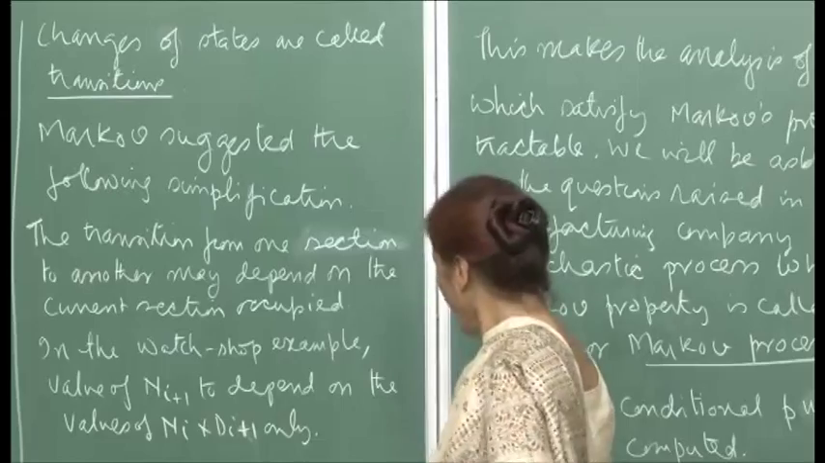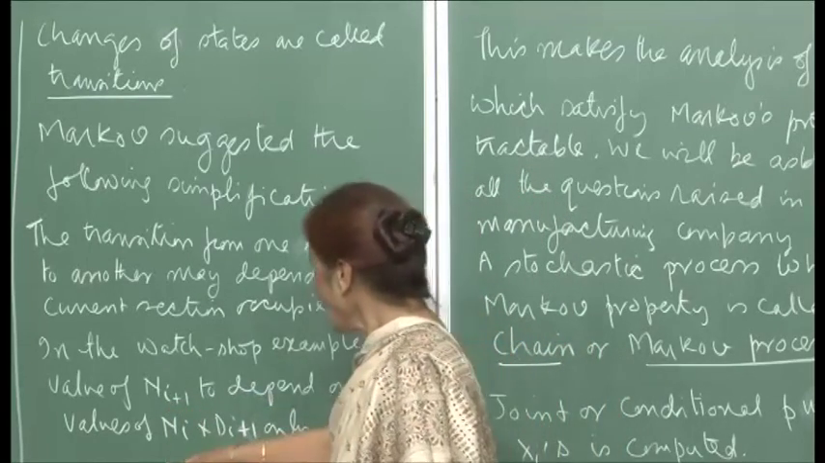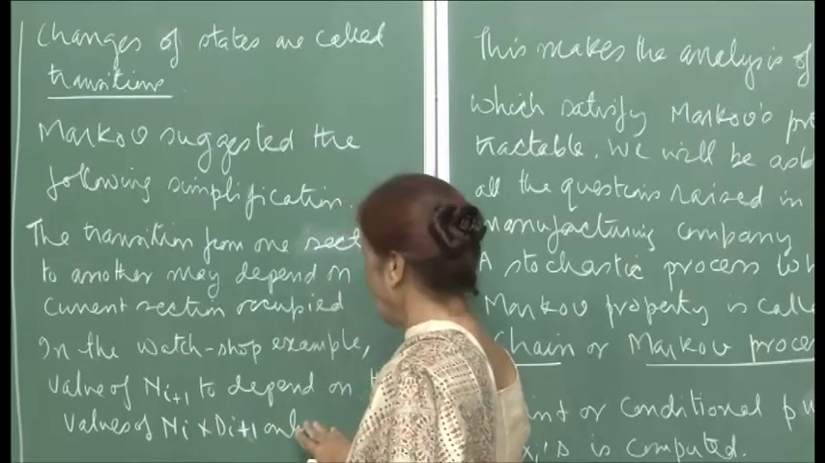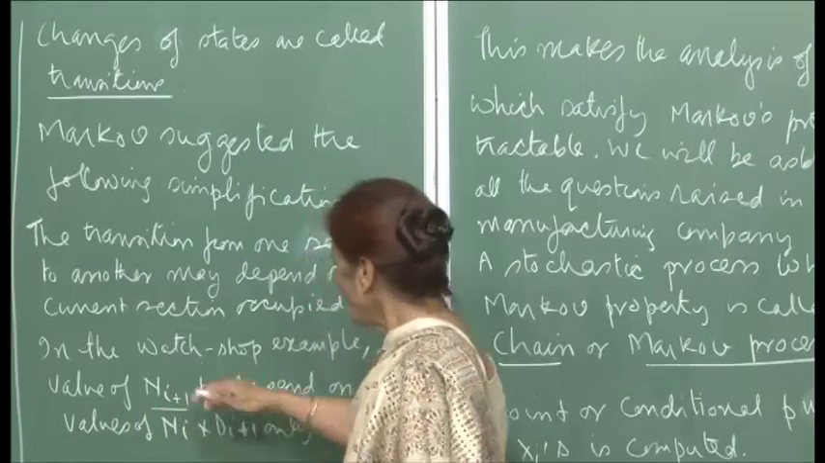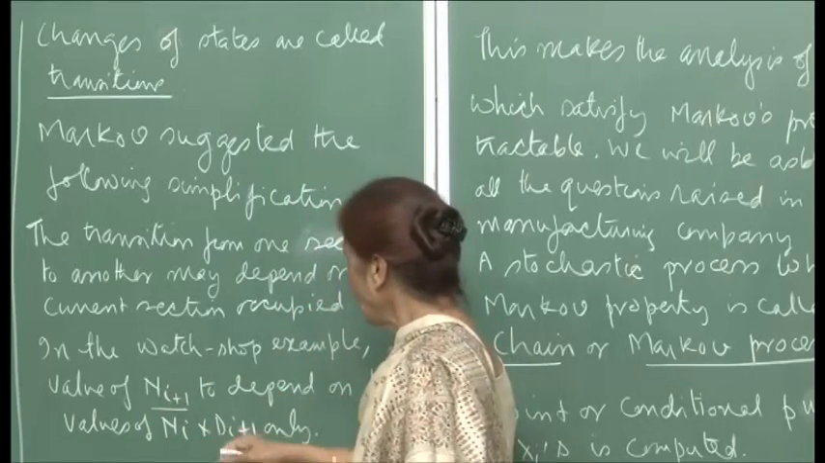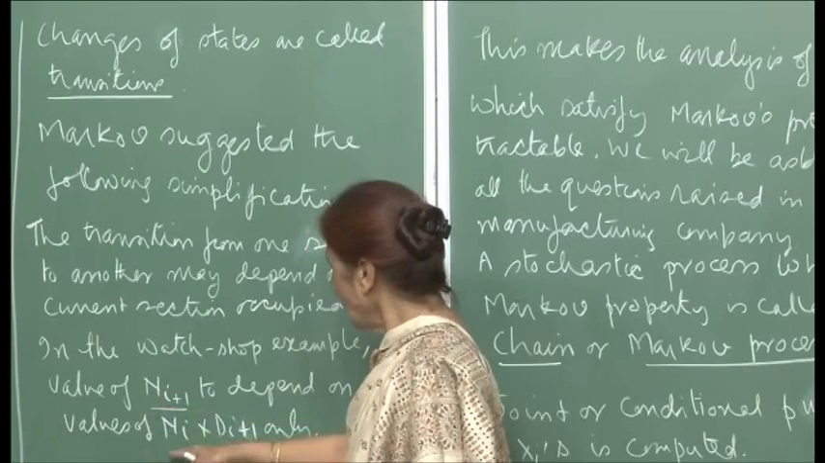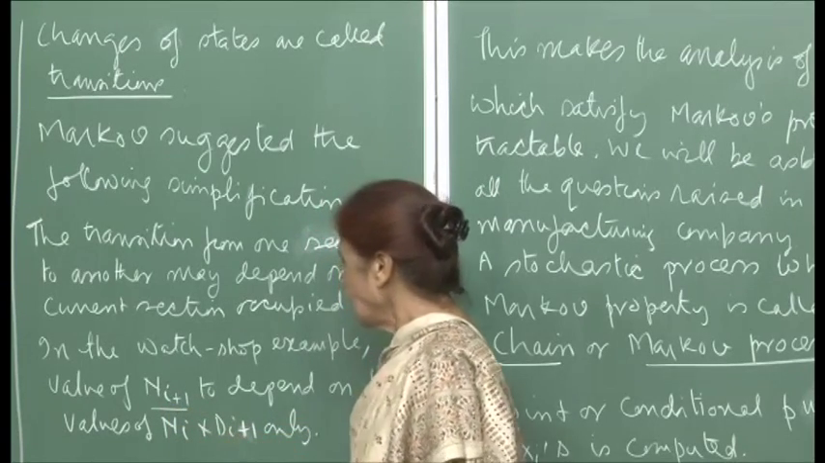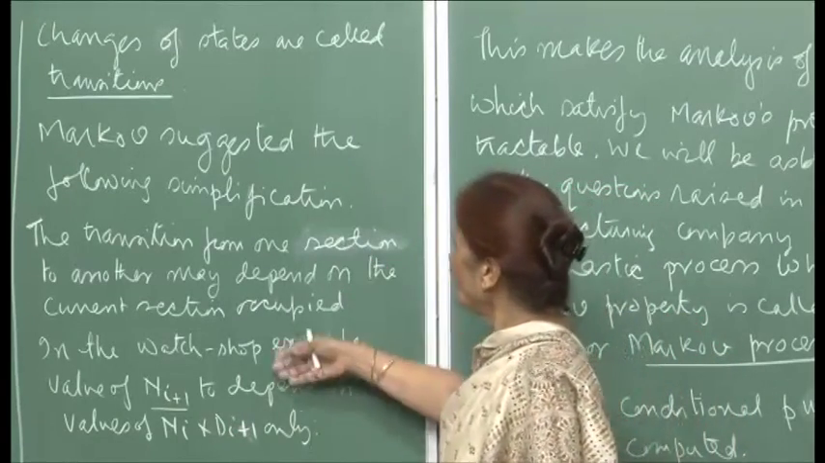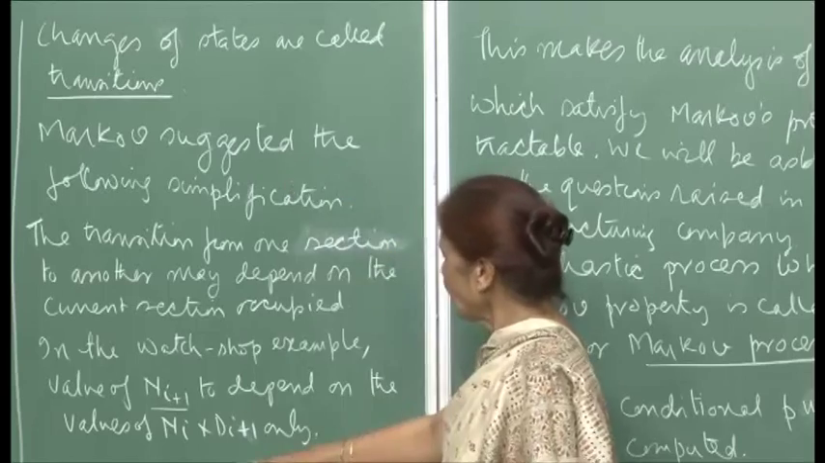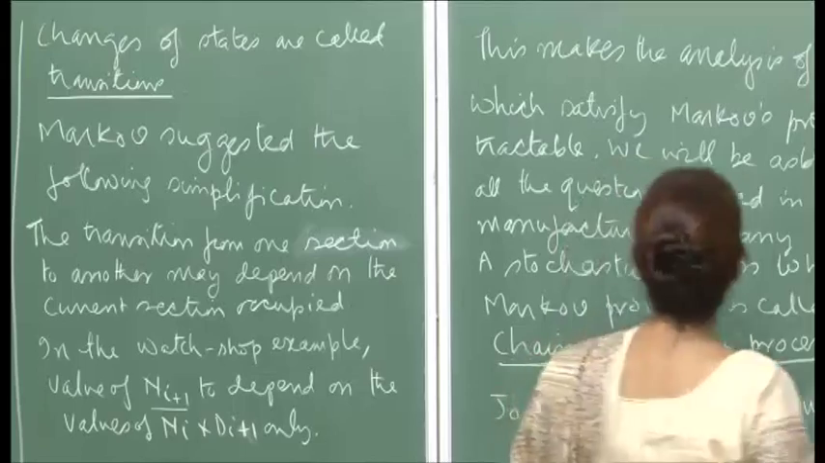Now, for example, in the watch shop example, the value of n i plus 1 depends on the values of n i and d i plus 1 only. The way I was describing it, n i plus 1 was the max of the formulae I wrote down, and from there we saw that we were computing n i plus 1 only depending on the values of n i and d i plus 1. So, according to Markov's definition, this is already satisfying the Markovian property, right.